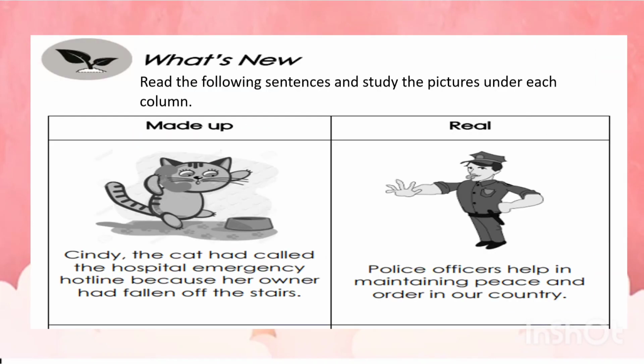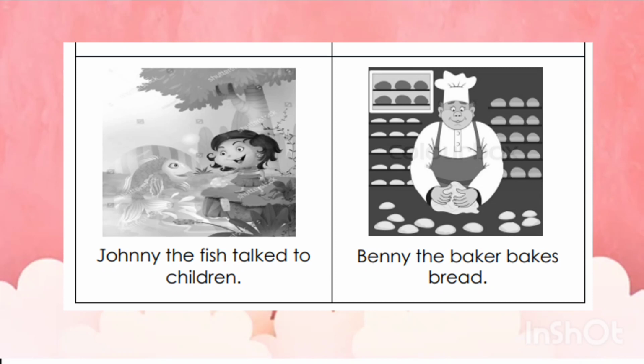What's new? Read the following sentences and study the pictures under each column. Made up. Cindy the cat had called the hospital emergency hotline because her owner had fallen off the stairs. Real. Police officers help in maintaining peace and order in our country. Made up. Johnny the fish talked to children. Real. Benny the baker bakes bread.